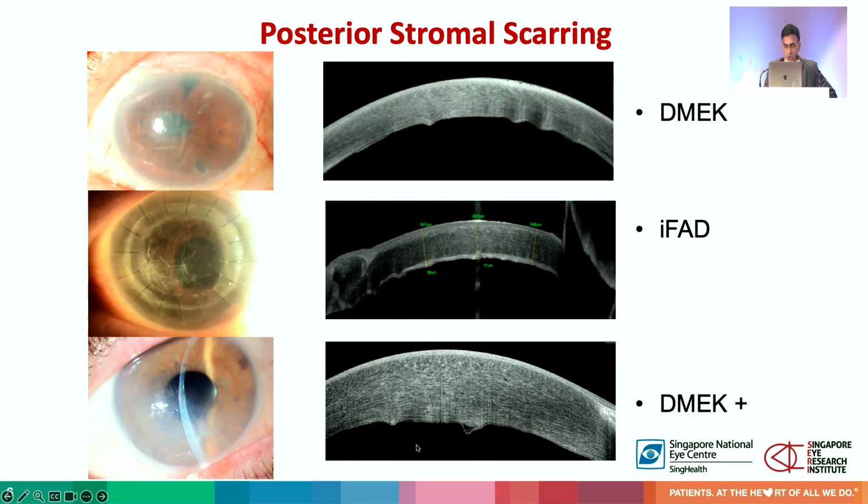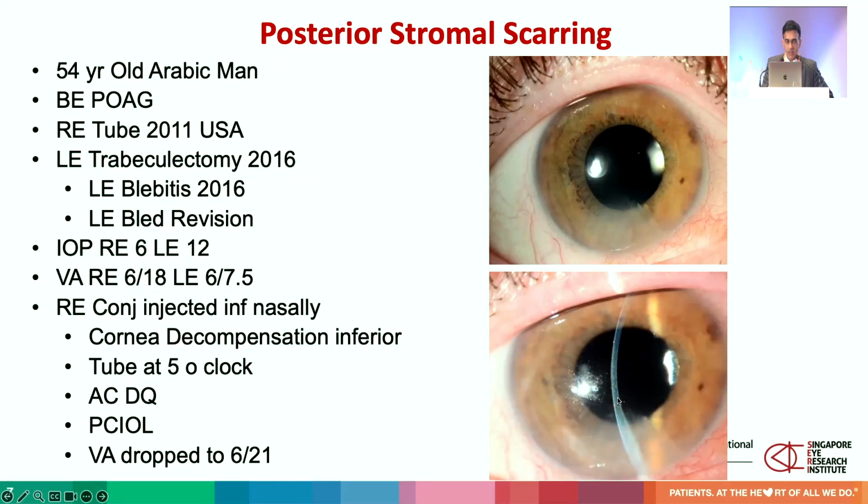And in this situation over here, where you have a tube, this tube was done in the States. They put it in the inferior fornix for some reason, and it was causing a lot of fibrotic damage at the inferior part of this cornea. Here again, if you just do DMEK alone, it's not going to be able to get rid of the scar, and I call this DMEK plus, and I'll show you how we handle this case.